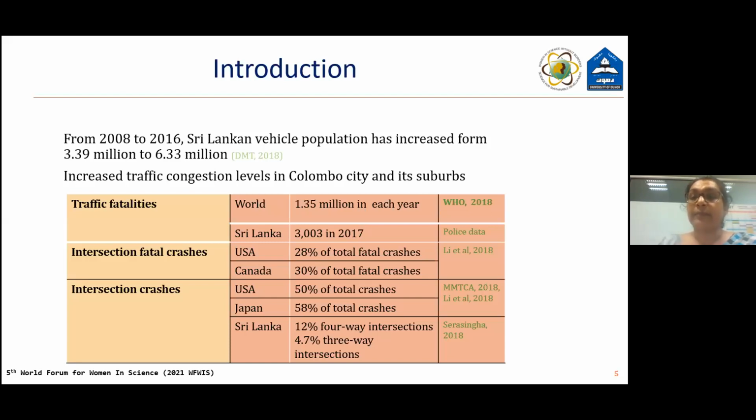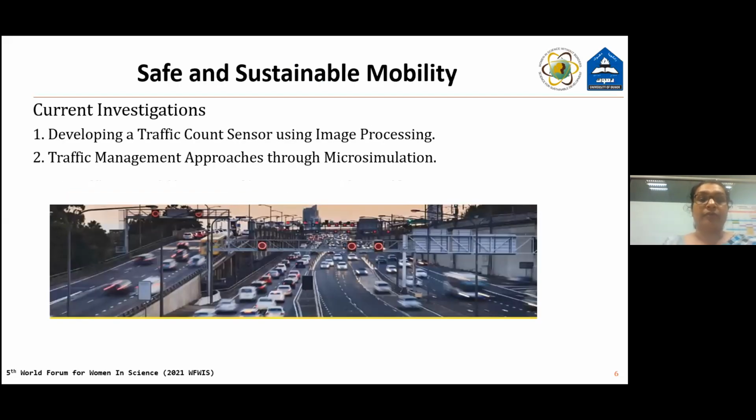Therefore, when we are developing the integrated traffic management system, we mainly focus on intersection improvement, taking into account those values, and mainly on traffic control at the intersections. So the current investigations can be listed as developing a traffic count sensor using image processing, and traffic management approaches through micro simulation.